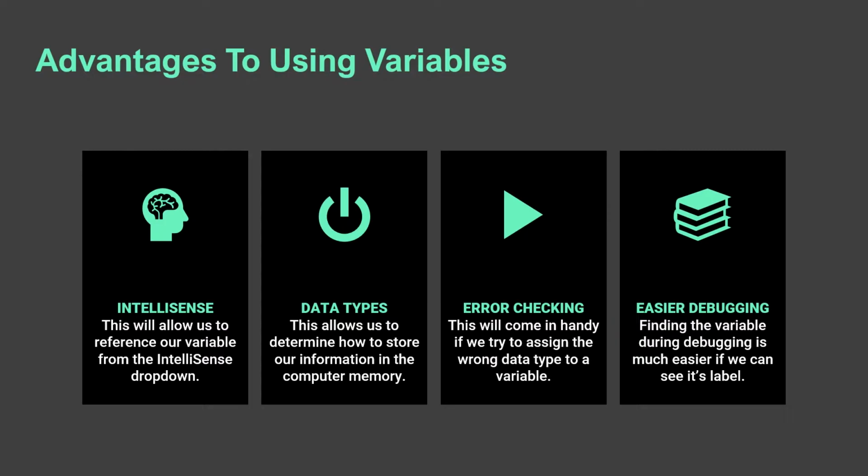And by declaring our variables, we can store that name in IntelliSense. The next advantage to using variables is we can specify the type of information in a variable. Now, the type of information I'm talking about here is the data type. So I can specify whether my variable contains a string or a numerical value. Now, data types are an important concept in programming also, so I've actually dedicated an entire video to data types.